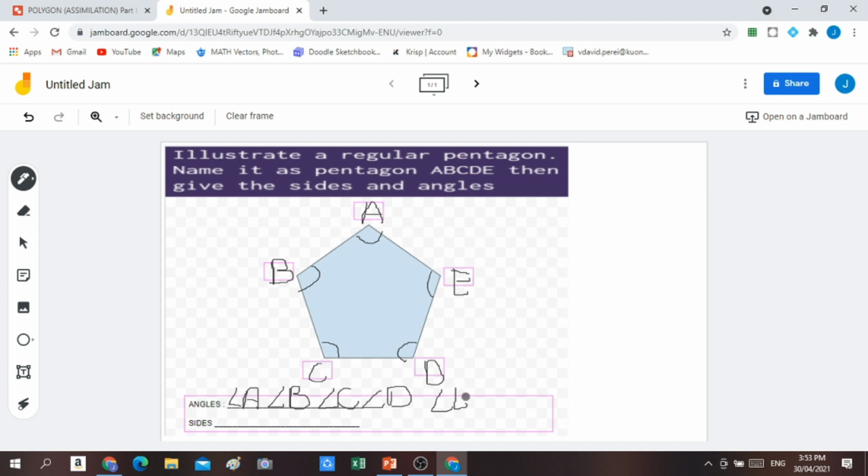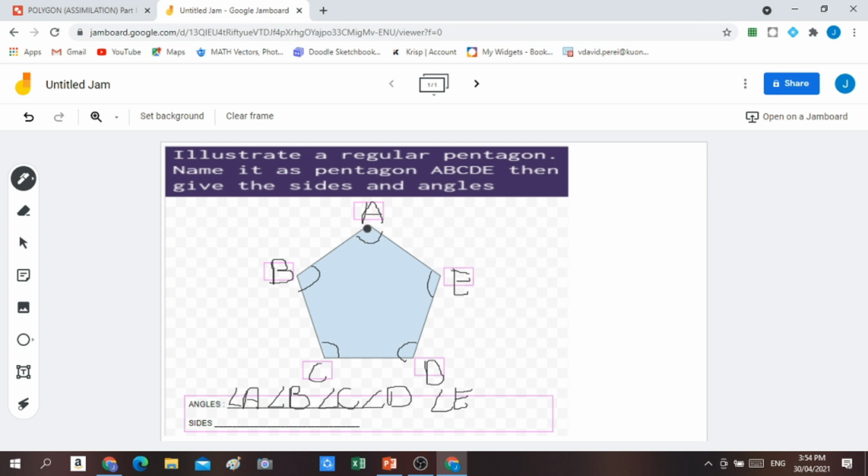Like we said, this one is a pentagon, meaning it has 5 angles. I have angles A, B, C, D, and E. How do we name those angles? By means of their vertex. Next are the sides.